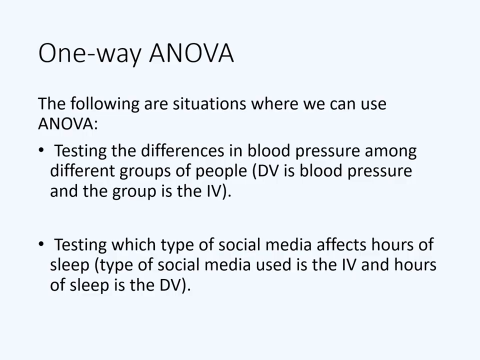Another example here is testing which type of social media affects hours of sleep, where type of social media is the independent variable and hours of sleep is the dependent variable. So we could compare three or more types of social media, such as Instagram, TikTok and Facebook, or even add more to this like Twitter. So the categorical variable of social media type could have three or more levels. Hours of sleep is the quantitative dependent variable.